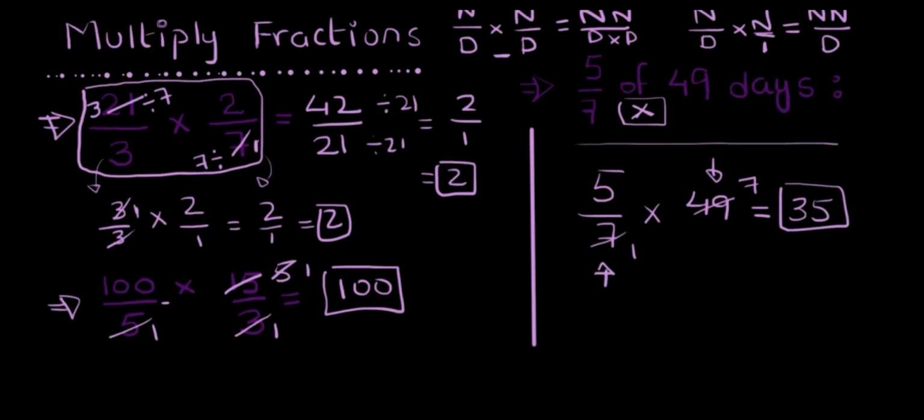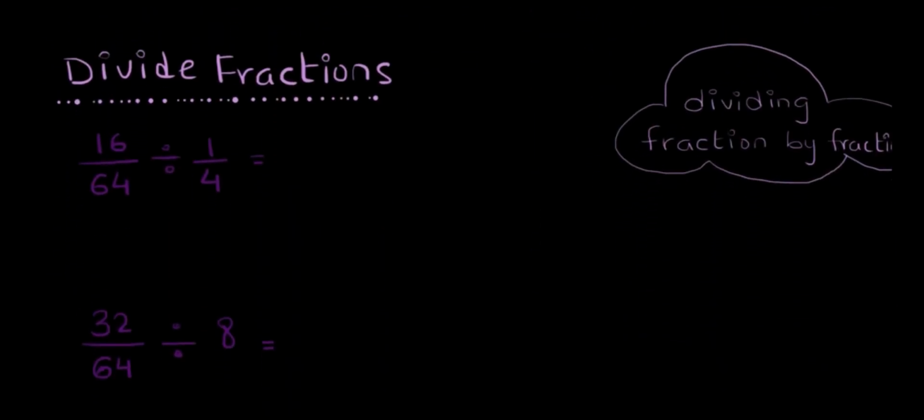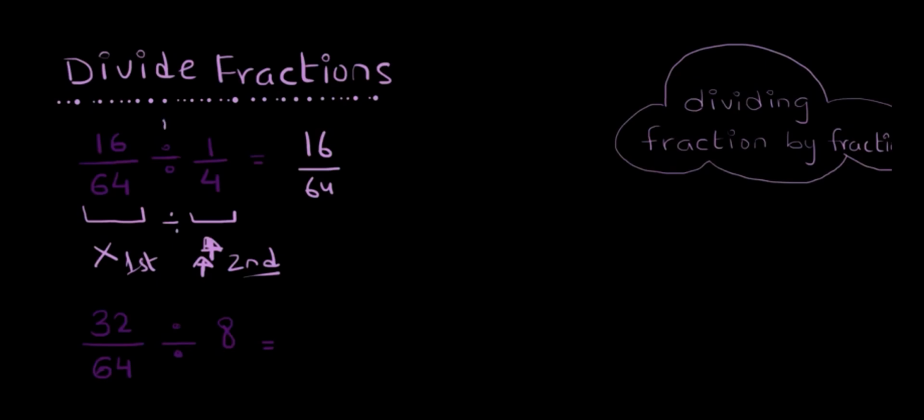I hope everything's clear. Let's move on to division. Division is very similar to multiplying. The only thing that we need to know is, for example, it's something divided by something else. That something else, the second fraction, always remember, the second fraction, not the first one, flips over. So 16 over 64 stays the way it is. The division sign changes into multiplication, and the second fraction flips over. 1 over 4 becomes 4 over 1. And then it's just regular multiplication the way you do it.